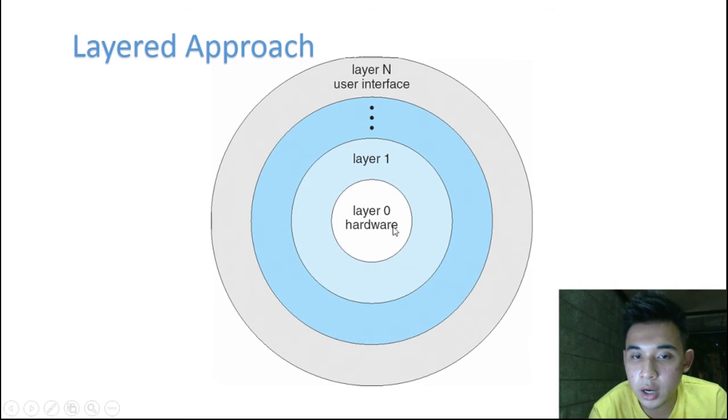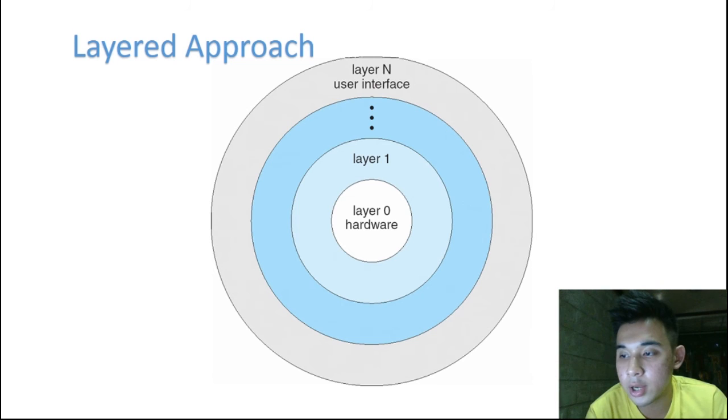The bottom layer, or layer 0, is the hardware, and the highest, layer N, is the user interface. A typical operating system consists of data structures and a set of routines that can be invoked by higher level layers. The main advantage of the layered approach is simplicity of construction and debugging. The layers are selected so that each uses functions, operations, and services of only lower level layers. This approach simplifies debugging and system verification.